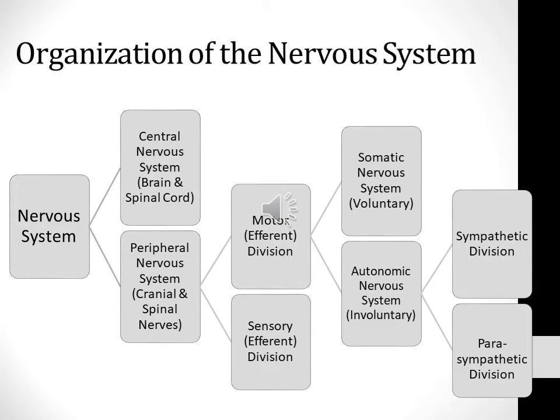The peripheral nervous system breaks down into smaller and smaller specific divisions. Okay, so we have two functional divisions of the peripheral nervous system. The first being the motor or the efferent, the effect system, and the other being the sensory or the afferent, the affect division.